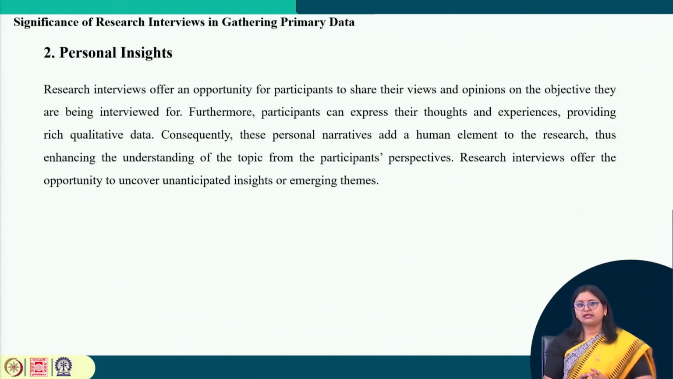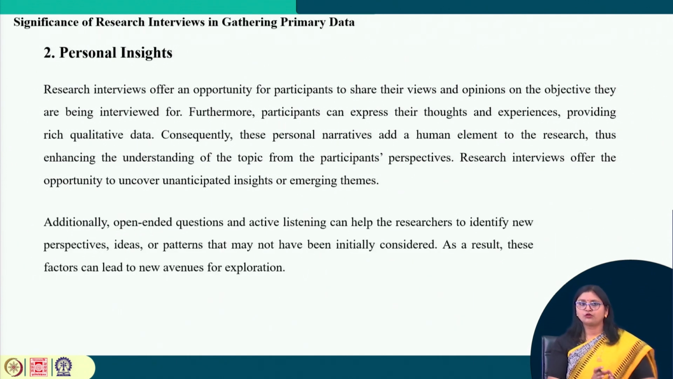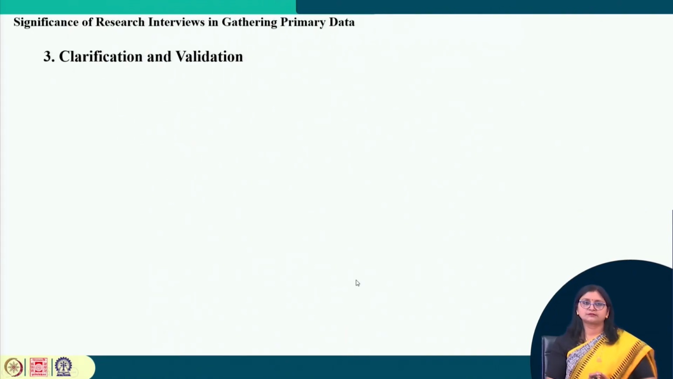Consequently, these personal narratives add a human element to the research, thus enhancing the understanding of the topic from the participants' perspective. Research interviews offer the opportunity to uncover unanticipated insights or emerging themes. Additionally, open-ended questions and active listening can help researchers identify new perspectives, ideas or patterns that may not have been initially considered. As a result, these factors can lead to new avenues for exploration in the research.